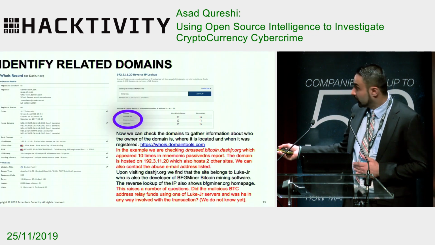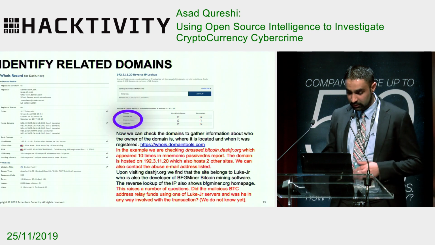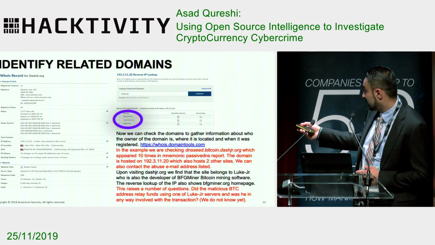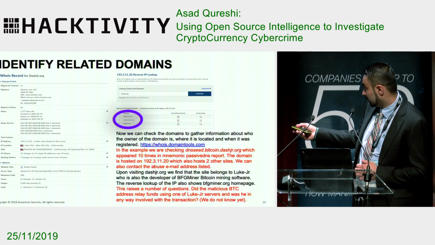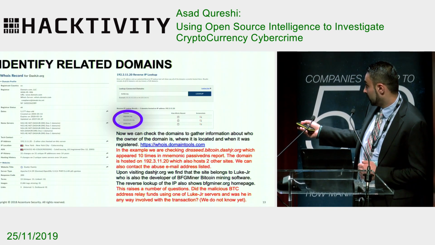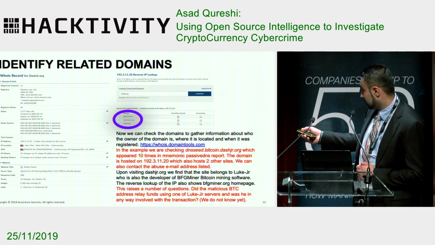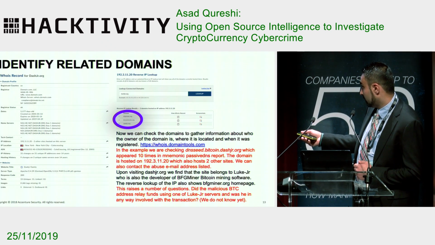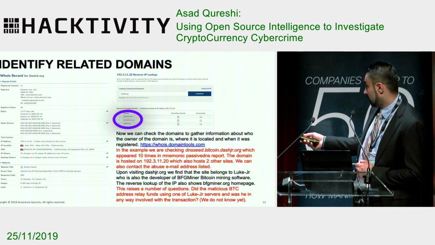So we checked the WHOIS record. In this example, we are checking this address, which appeared 10 times in the passive DNS report. And we saw that the domain is hosted on this IP, which also hosts 2 other sites. So if we want, we can also contact the abuse department. So we know that this domain belongs to this person who is a developer of Bitcoin mining software.